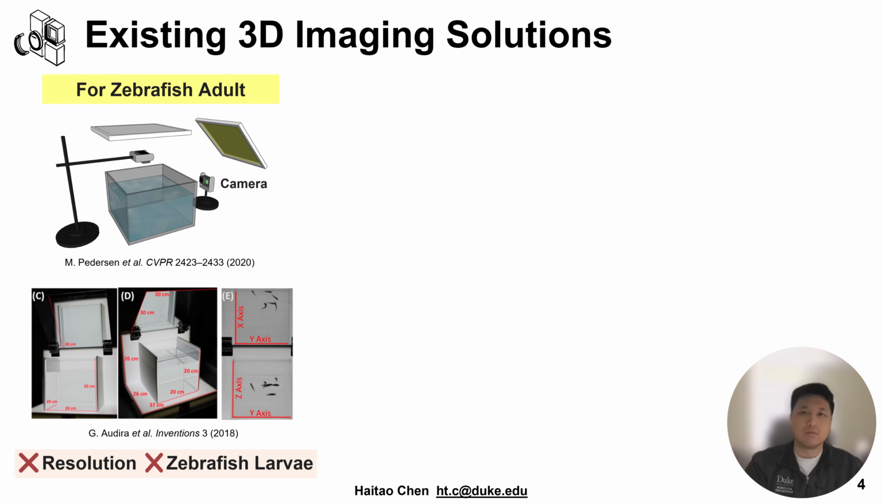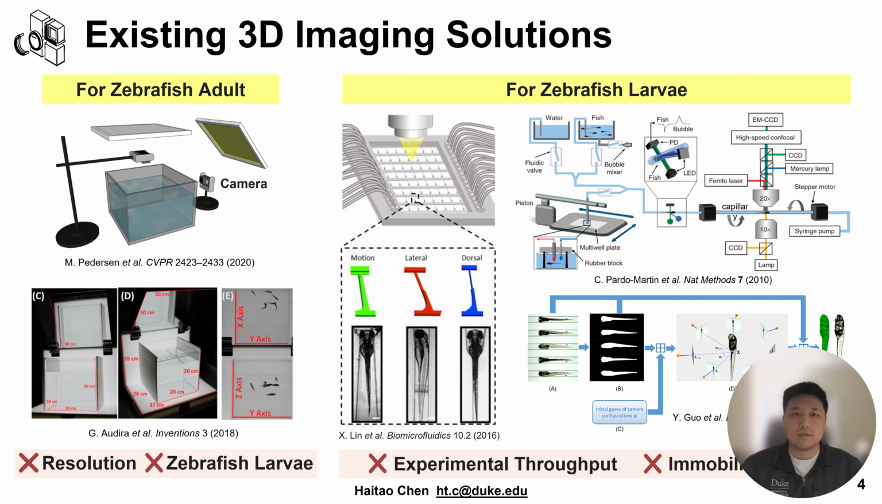A number of 3D imaging approaches have been developed to better capture zebrafish behavior. For adult zebrafish, multi-view stereo systems using multiple cameras or mirrors are effective at macroscopic scale but offer limited resolution, making them unsuitable for larval imaging. In contrast, the larva-focused 3D methods, such as microfluidic channels and capillary-based rotation systems, achieve high spatial resolution but suffer from extremely low throughput and typically require immobilization, compromising the natural behavior.